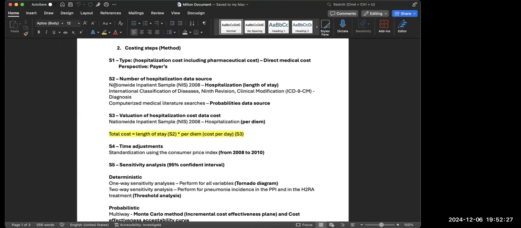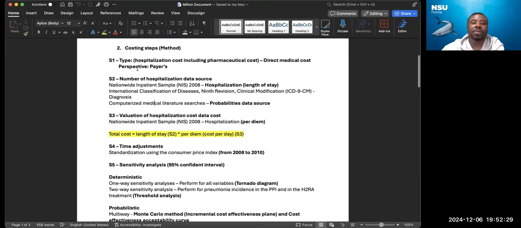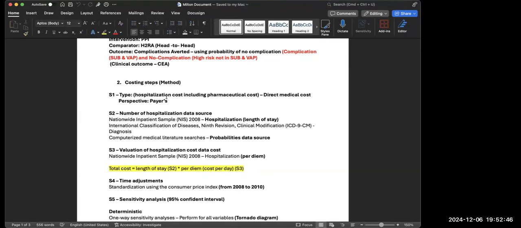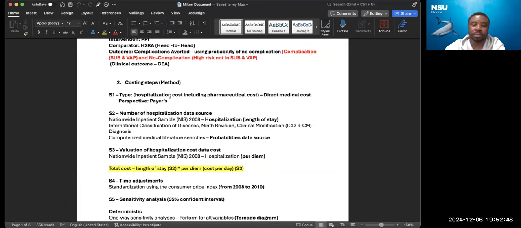I'm sorry, what was costing step 1? So costing step 1, normally it's 2 things. It is the perspective and then the type of cost. Okay. So the type of cost here was cost for hospitalization. And this cost for hospitalization includes pharmaceutical cost. Okay. And I showed you in the article where you can find that from. And this is a direct medical cost.